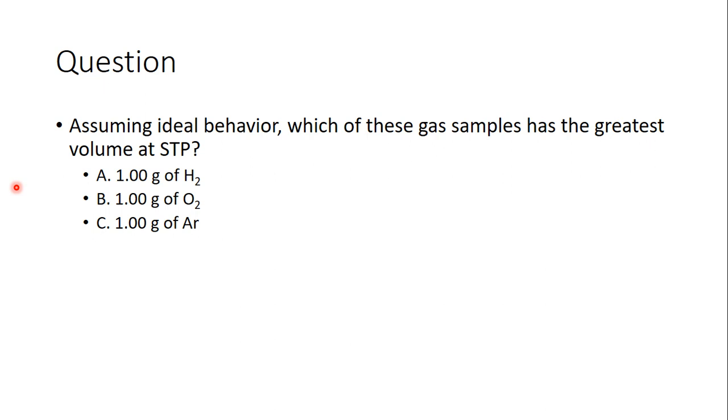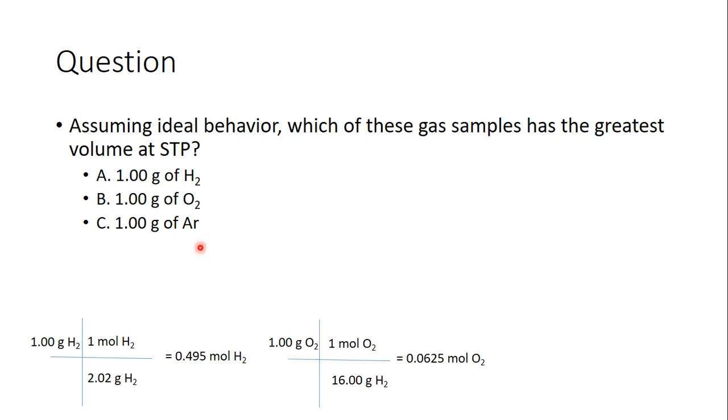Alright, let's take a look at this. So what we want to do is convert all these grams to moles so we can use the ideal gas law to calculate volume. I'm going to start with hydrogen. The molar mass of hydrogen is 2.02 grams per 1 mole. So with 1 gram of hydrogen, we have 0.495 moles of hydrogen. I'm going to do the same for oxygen and have 0.0625 moles of oxygen. Same for argon, and I have 0.0250 moles of argon.